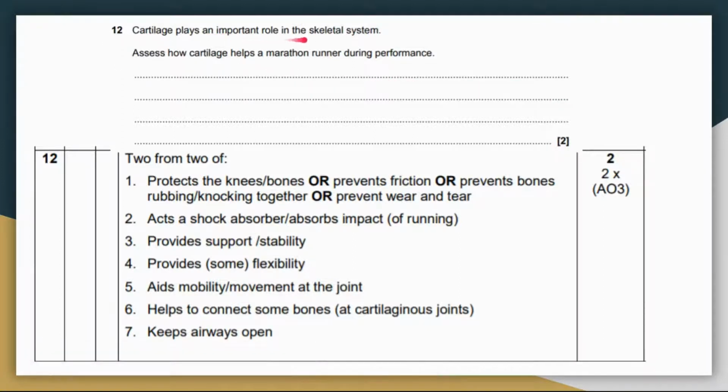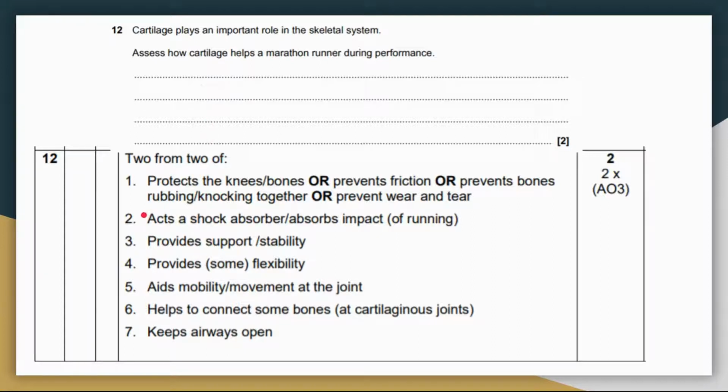Cartilage plays an important role in the skeletal system. Assess how cartilage helps a marathon runner during performance. So it's quite a difficult question, this one, but it is 2 marks, so we just need 2 points. So if we've put anything about cartilage helping to protect the knees or the bones, or preventing friction, or preventing them rubbing together, or preventing wear and tear, then that's 1 mark straight away.